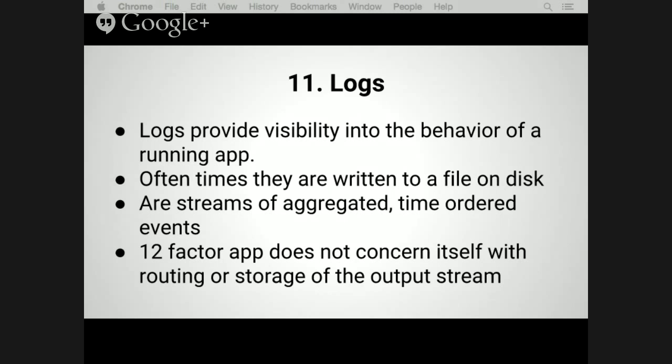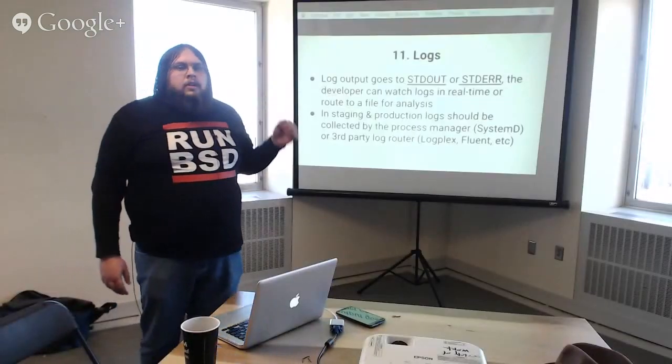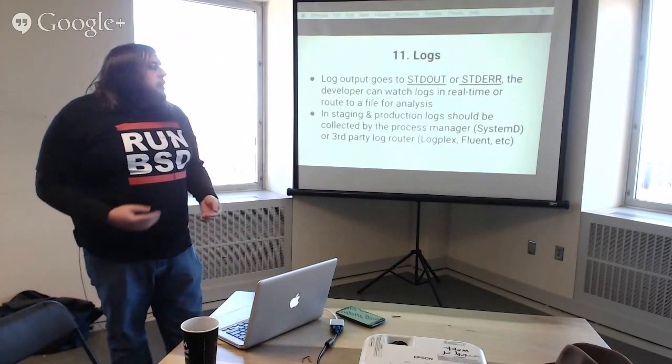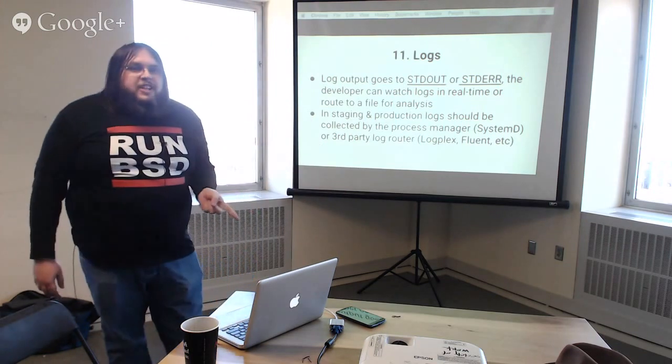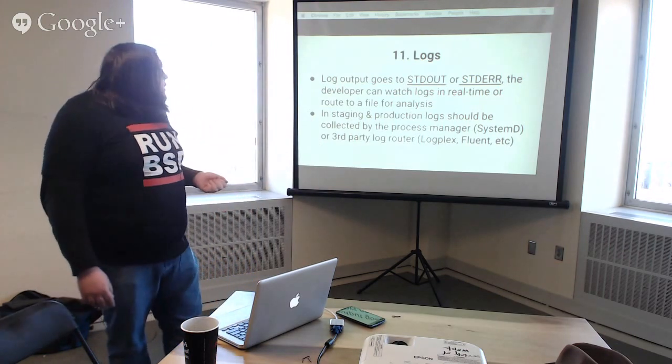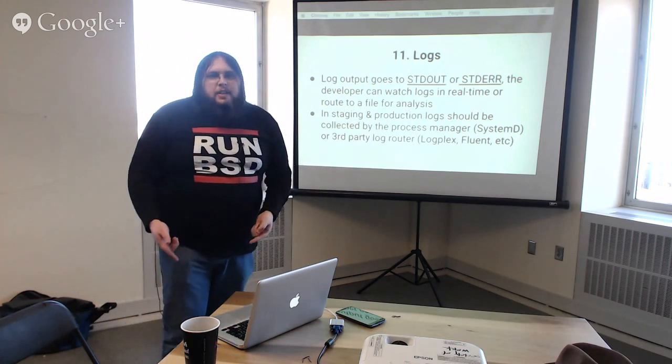And the 12-factor app really shouldn't bother or care about where the actual logs are written to. So it shouldn't worry about routing or the storage where it's going to be writing the stream to. So you would put that in config then, like where to log the file? The recommended way is to actually do standard out or standard error. This way your developers can actually see the logs as they're working in it.